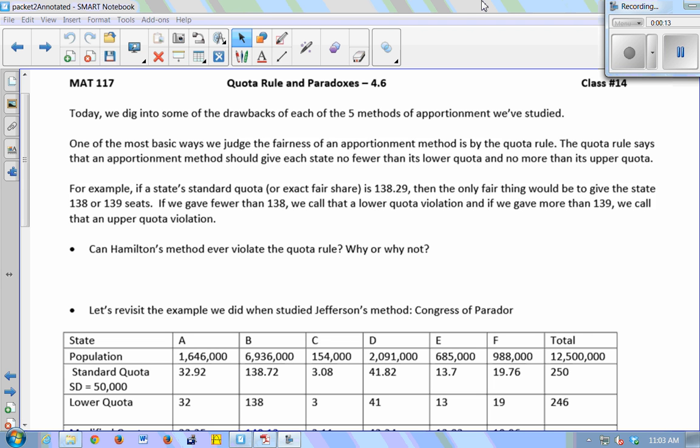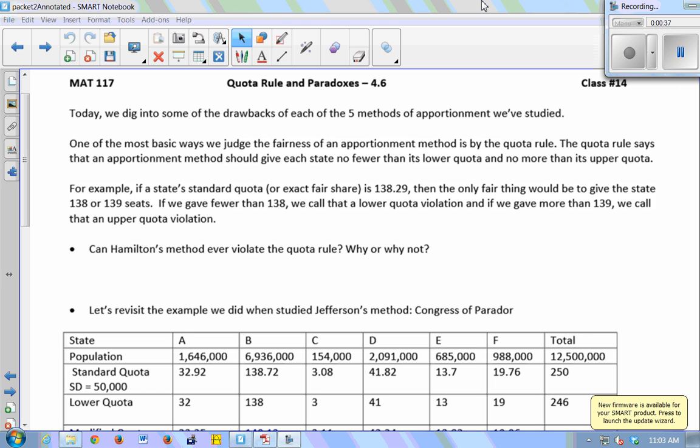One of the most basic ways to judge the fairness of an apportionment method is by something called the quota rule. The quota rule says that an apportionment method should give each state no fewer than its lower quota and no more than its upper quota. So we should take its standard quota and either round it down or round it up. That seems to make sense. That's really the only fair thing to do.